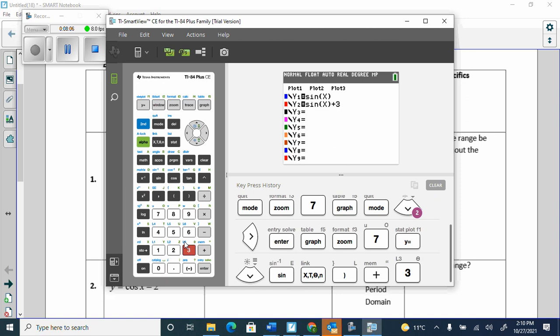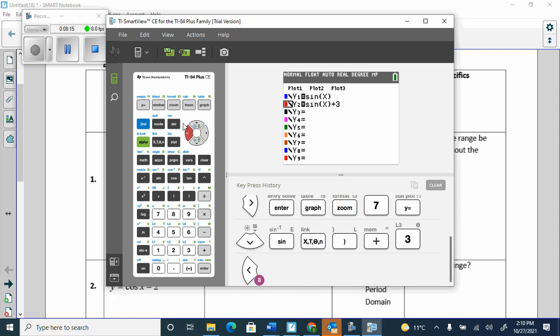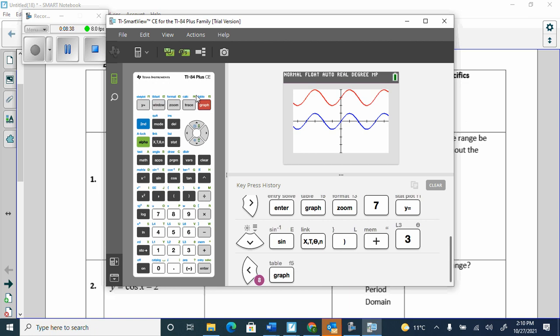So if you have the fancy colored calculators, great. Mine's going to show up in 2 colors. If you don't have the fancy colored calculators, you can arrow over to this slash line over here and hit enter once, and it'll make it thicker. So your first graph will be a thin line, and your second graph will be a thick one. And you can press graph and it'll show it for you.